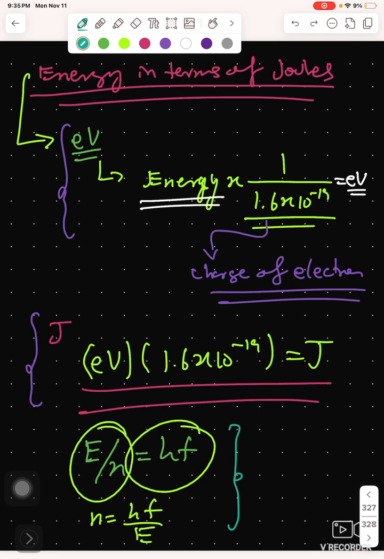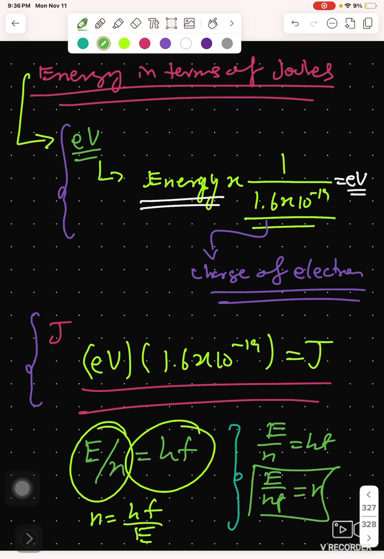How could we do this? We will do E over N equals HF. So E over HF is equal to N. This will give us the number of photons. If I am right, yes, it will give us the number of photons. Okay, let's pause.